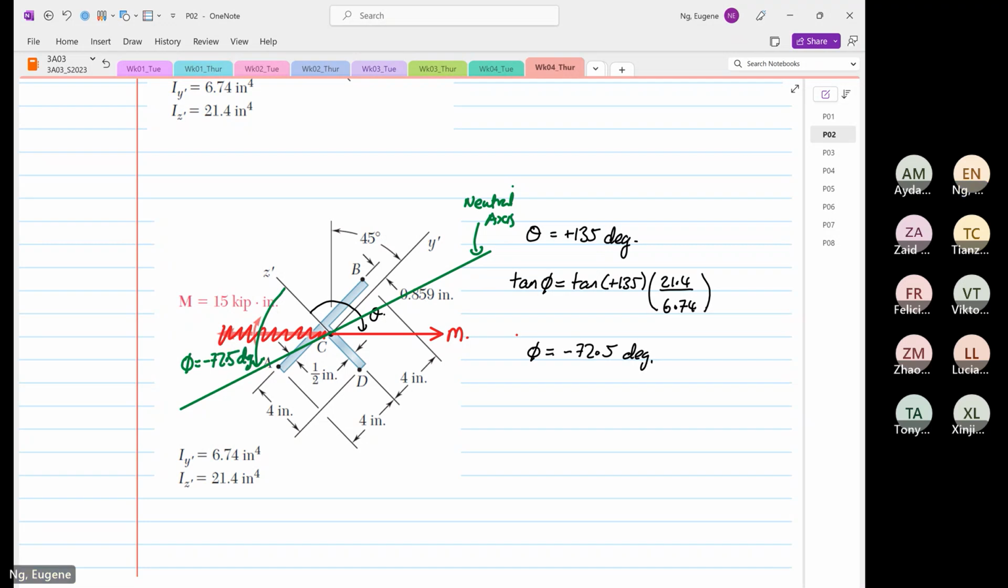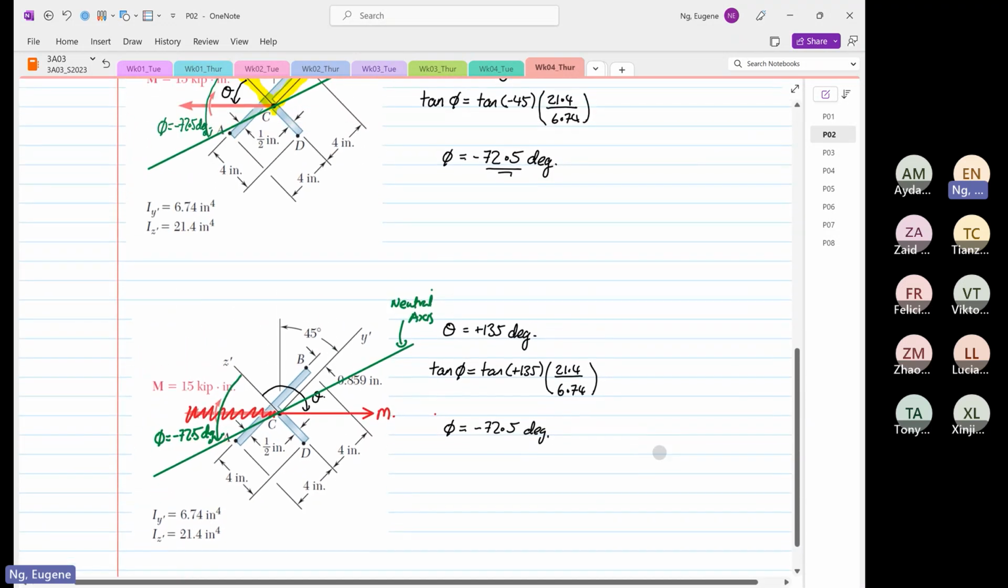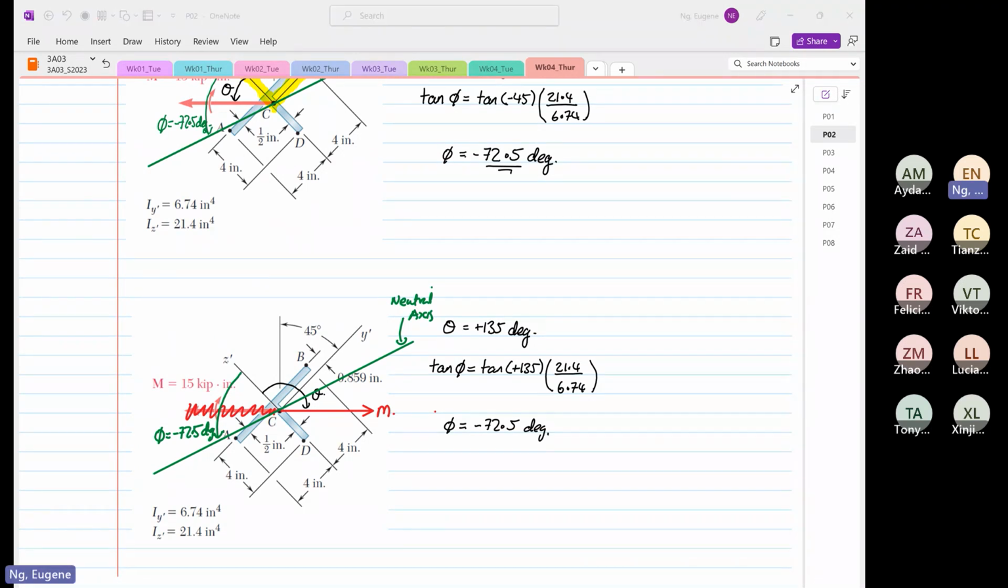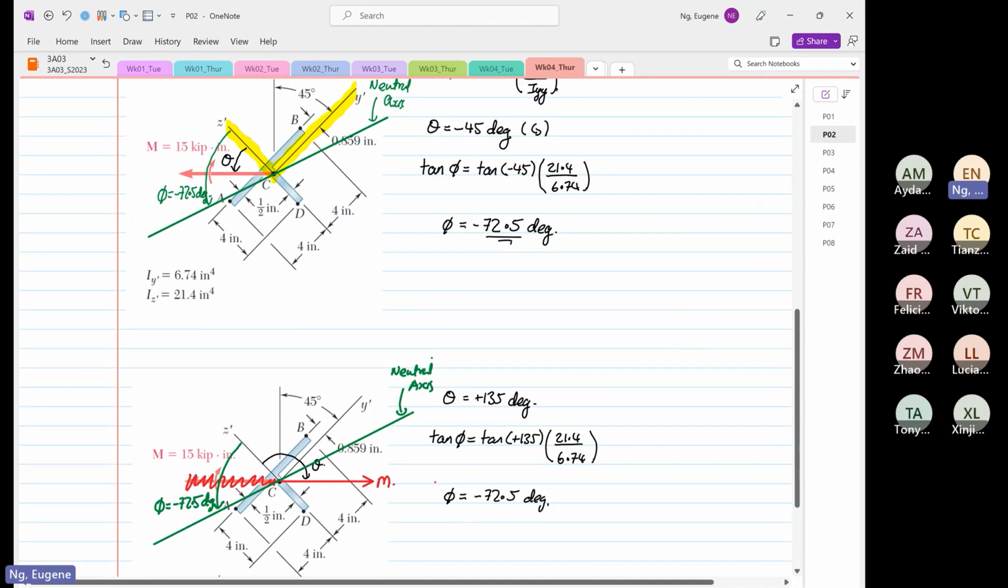Okay. So I want you to be very clear with this. The most important thing is clockwise is positive, anti-clockwise is what? Is negative.